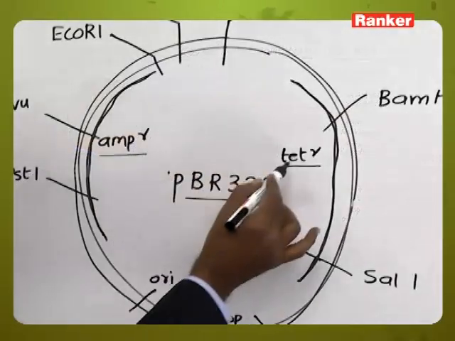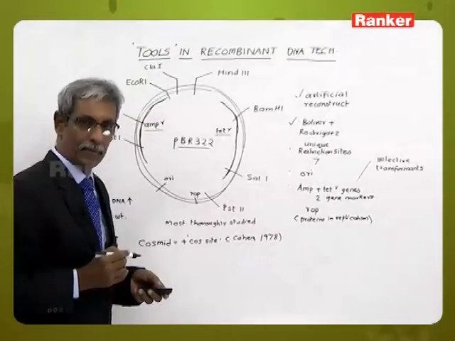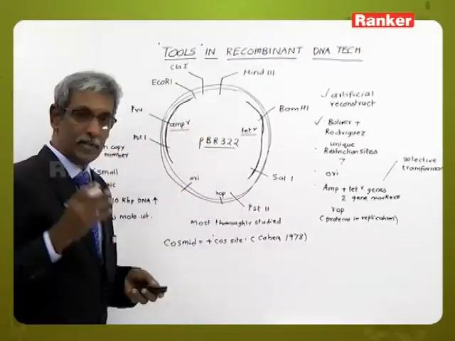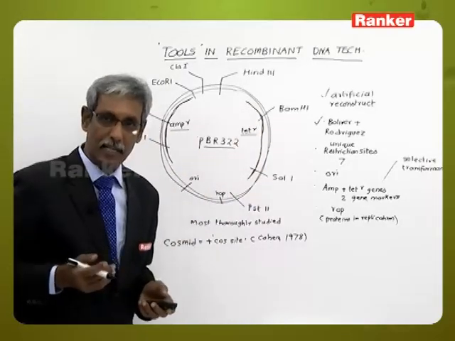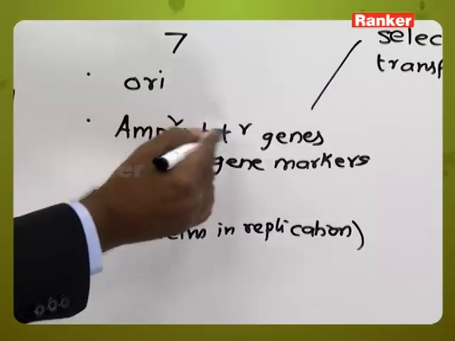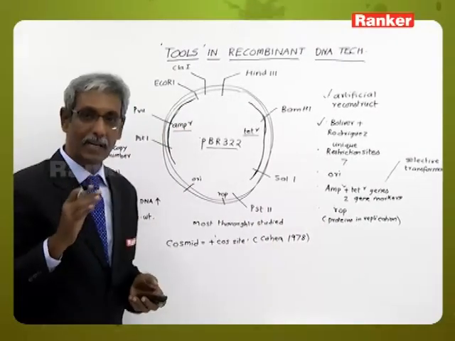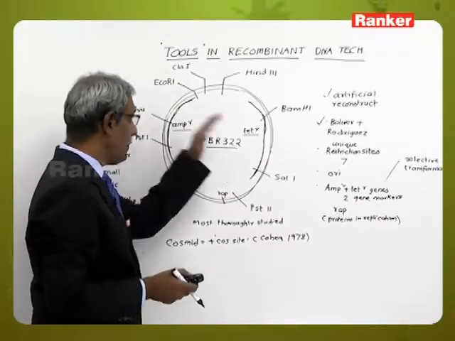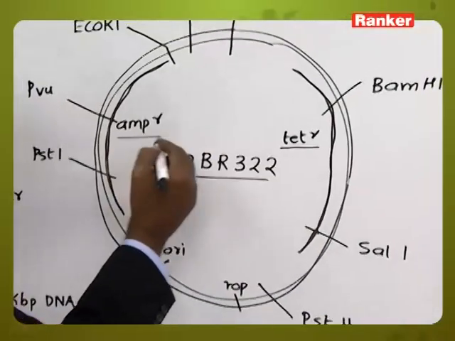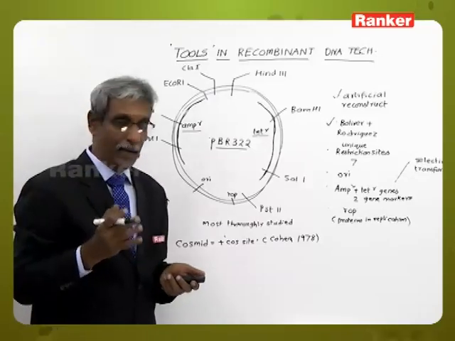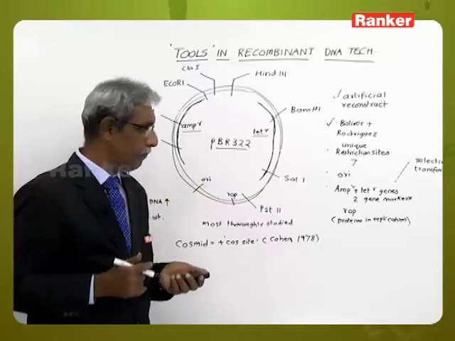Now, what are AmpR and TetR? They are the ampicillin and tetracycline resistance genes. It is a region which has got resistance to ampicillin, and this is another region which is resistant to tetracycline. So, AmpR and TetR genes are termed as selective markers. pBR322 has got AmpR and TetR which are antibiotic resistant flanks. They are popularly called the left flank and the right flank of pBR322.